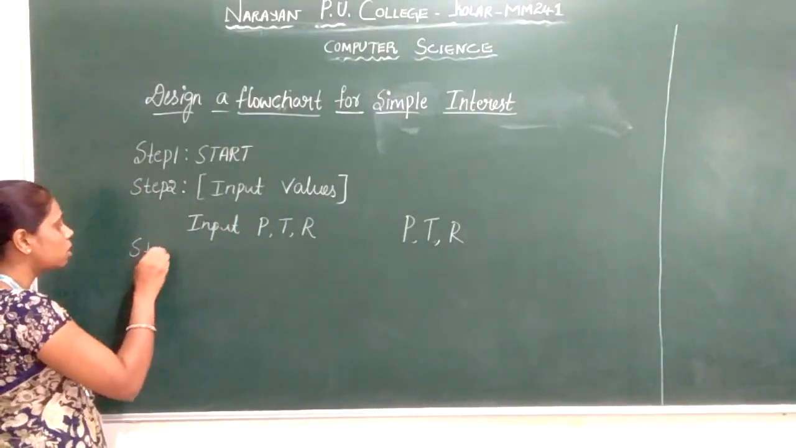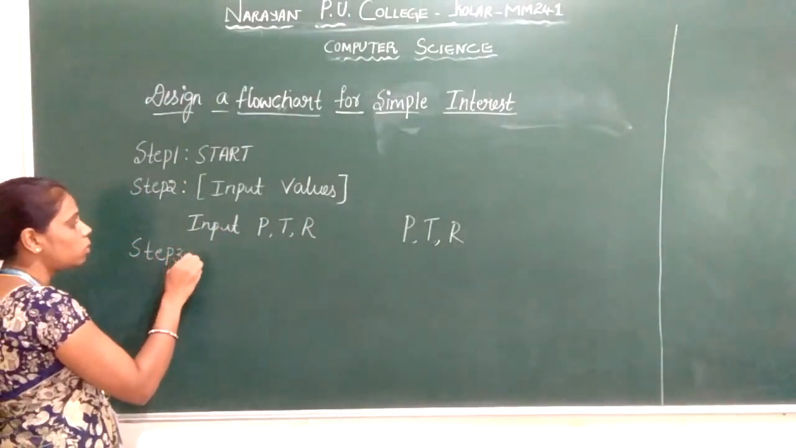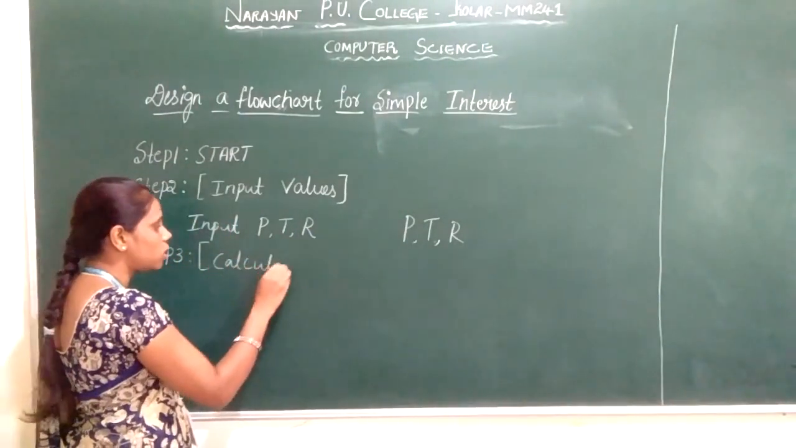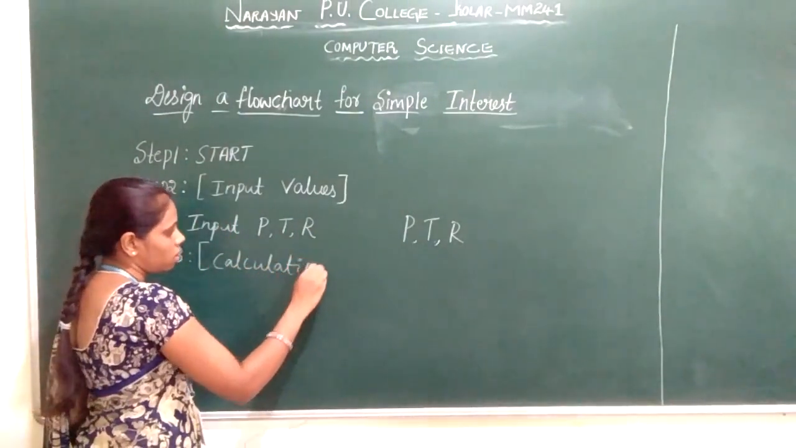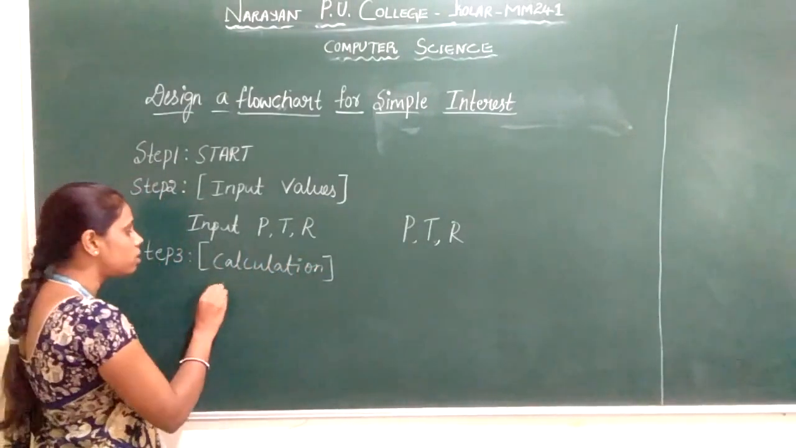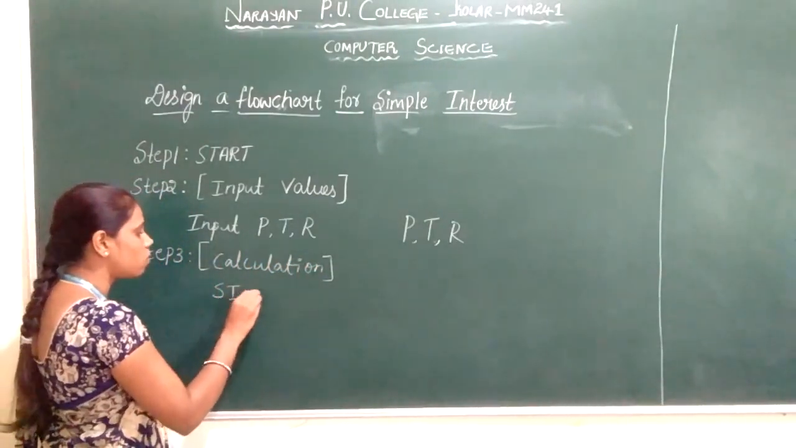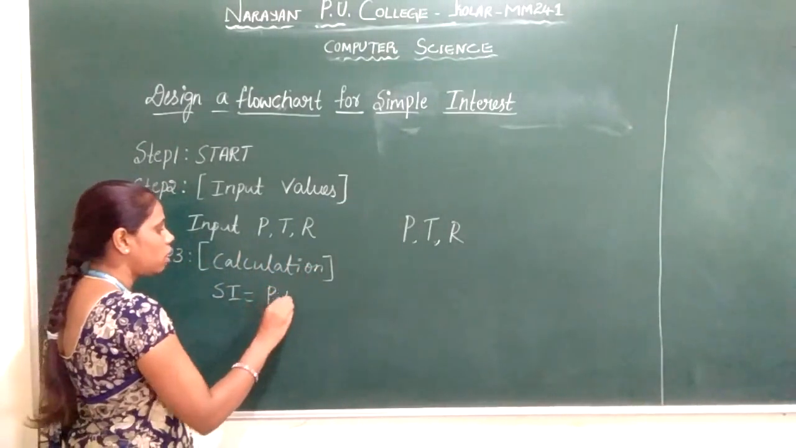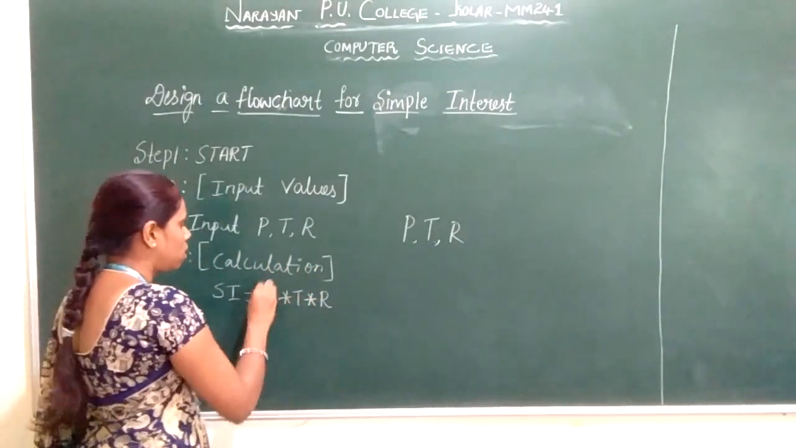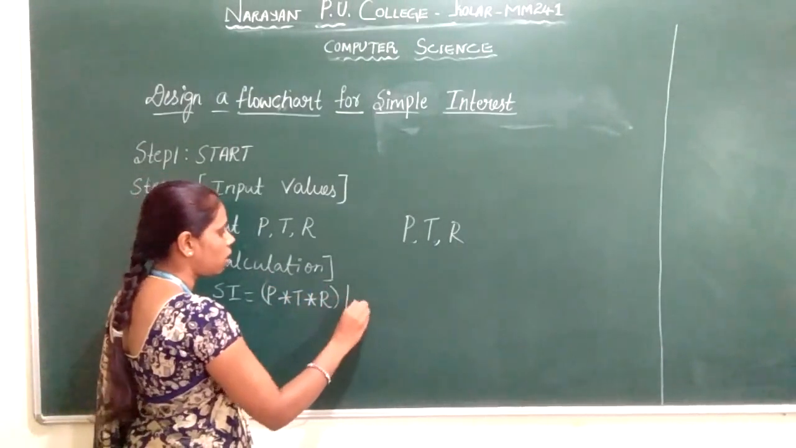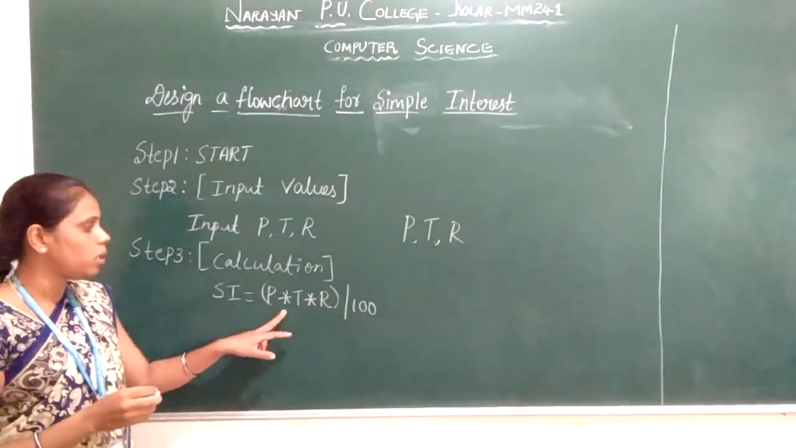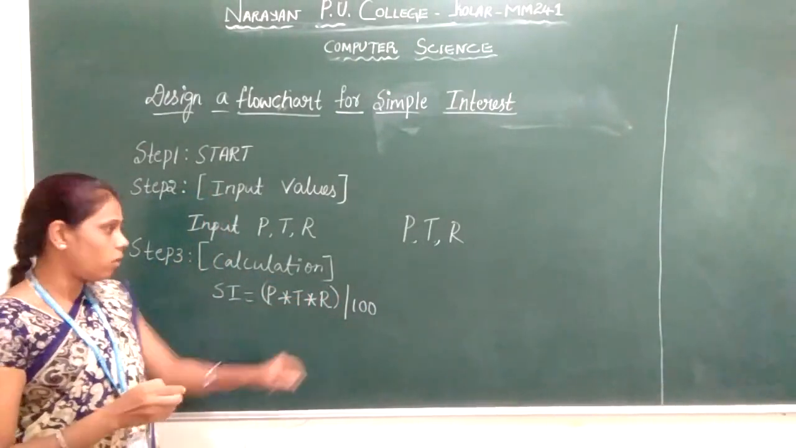Next step is, in step 3 we are going to calculate the simple interest, that is calculation. So calculation, what is the formula to calculate the simple interest? Simple interest is equal to P T into R divided by 100. So this is the formula to calculate the simple interest, PTR divided by 100.